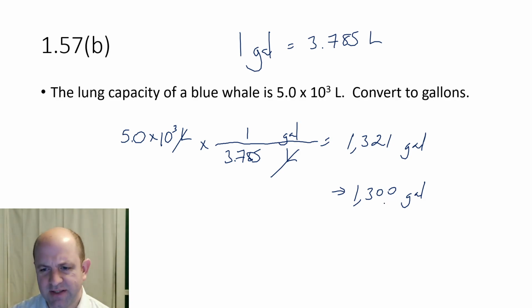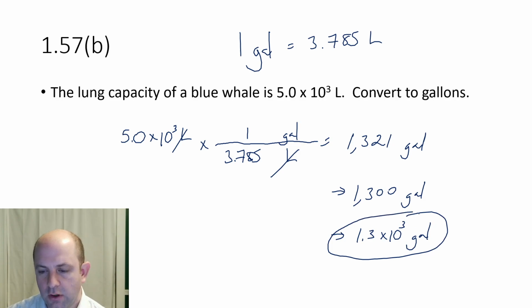But that leads to the issue of, well, are those zeros counting or not? Did we forget something? So the better way is to use scientific notation and to say that's 1.3 times 10 to the third gallons, and that would be our final answer with correct sig figs. So you've got to set up your conversion, make sure the units cross out, make sure you know where you're plugging numbers in, and then just do the math.